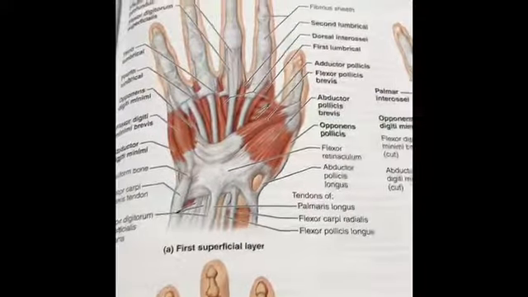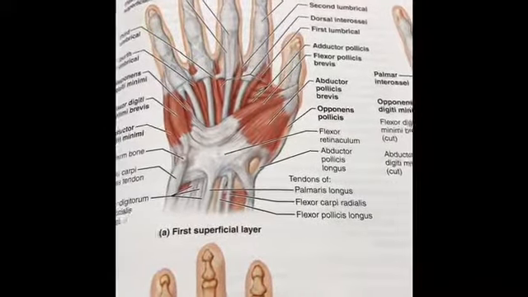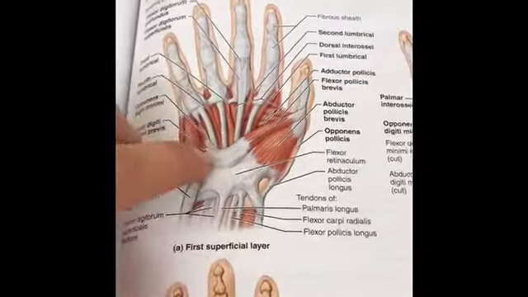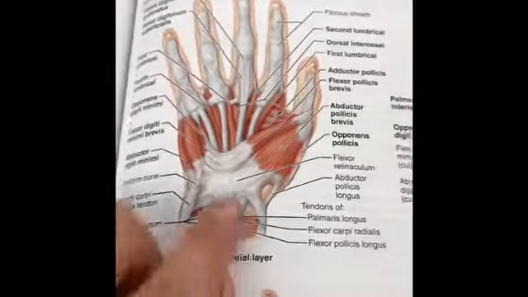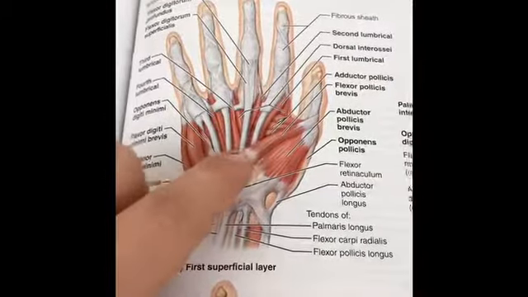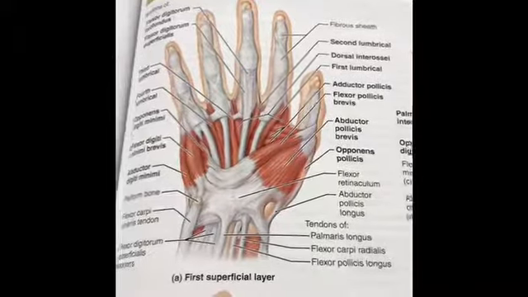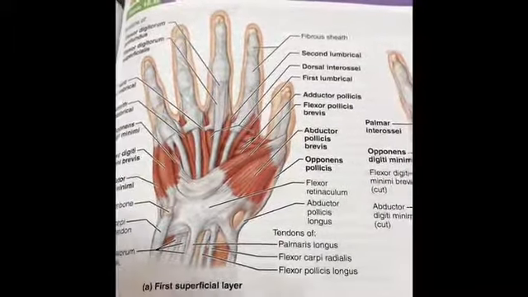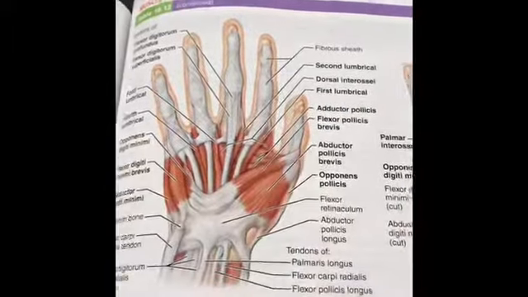Now we are going to do the muscles of the hand. First we have the flexor pollicis brevis, which is found right here on the hand. The origin is the flexor retinaculum and nearby carpals. The insertion is lateral side of the base of proximal phalanx of thumb. That is going to be right here. The action is that it flexes the thumb.